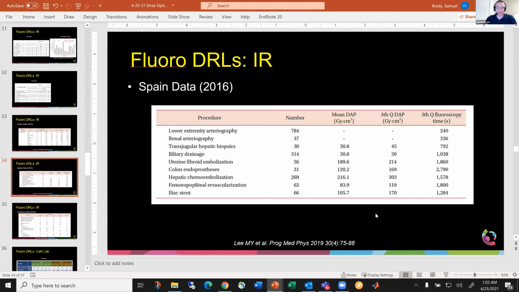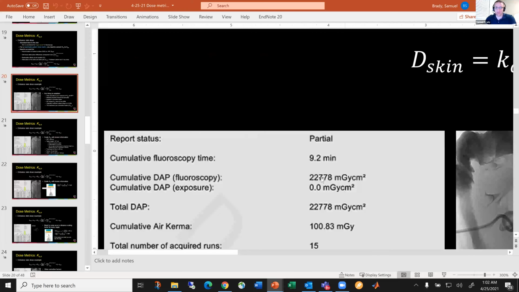But as I did really simple here, if all of your data was in milligray centimeter squared, and your numbers were 22,700 or whatever, that would be your average. If you wanted to, you could simply change it to gray with a little bit of math, and you could make that 22.7 gray centimeter squared.